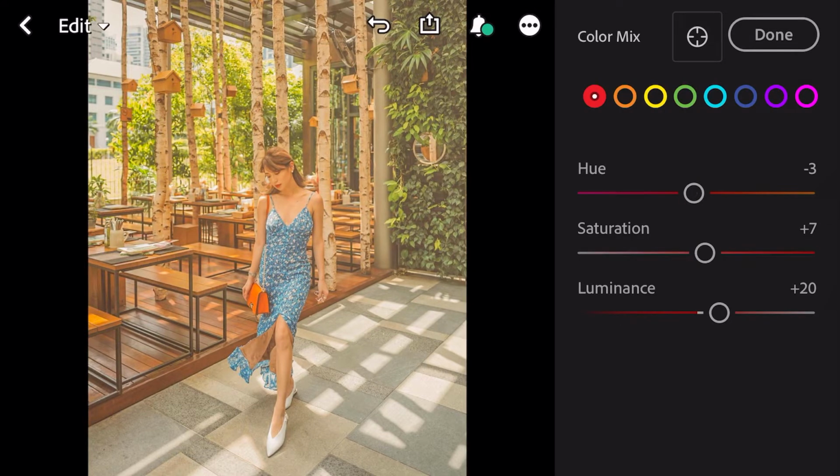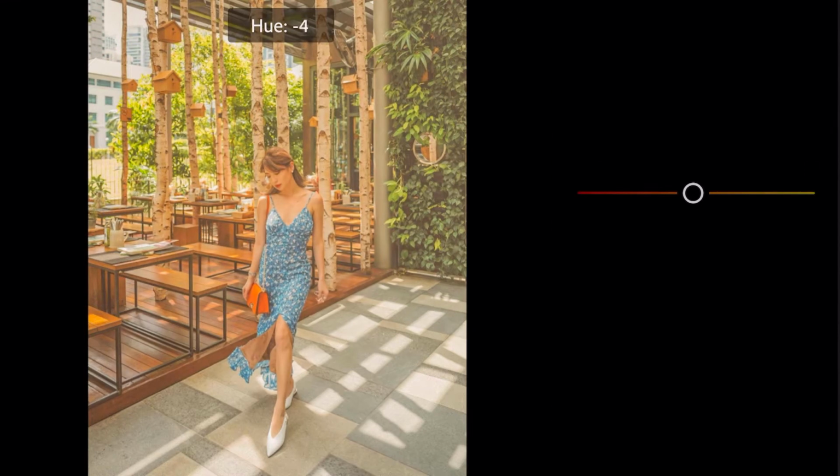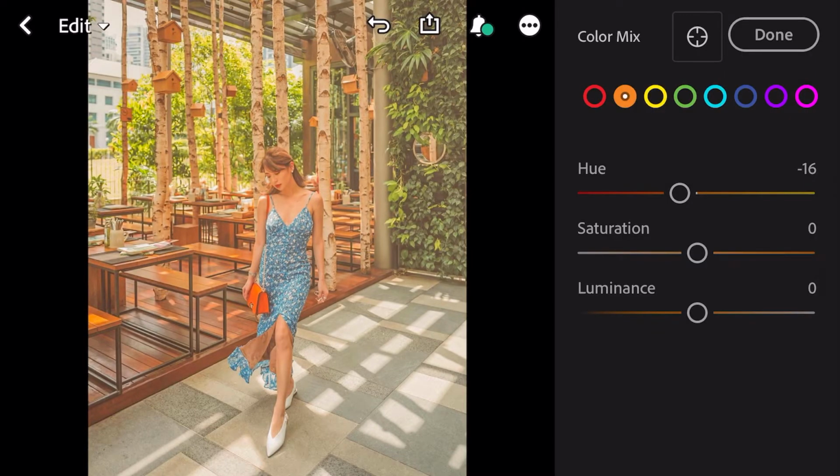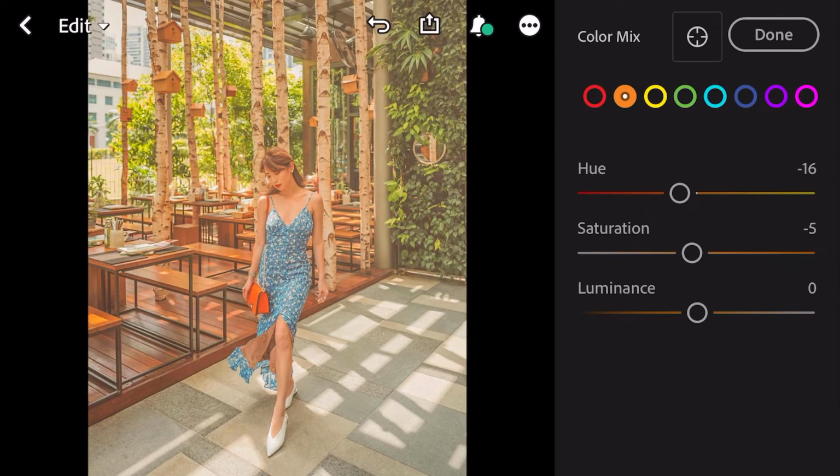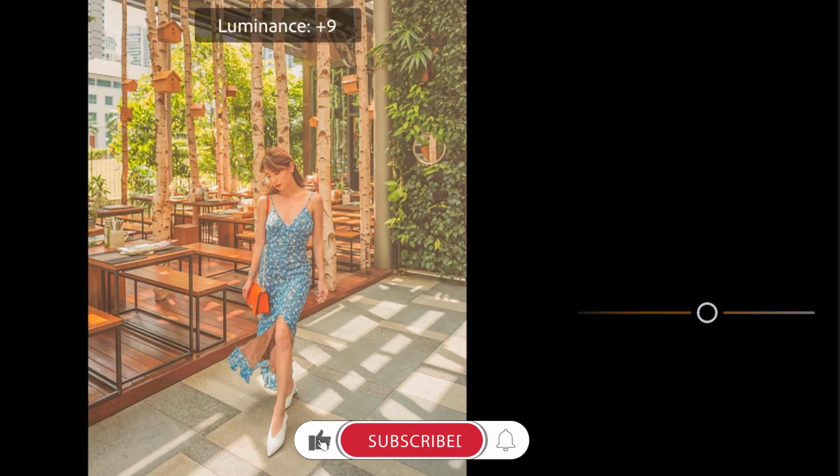Go to orange. Hue minus 16. Saturation minus 5. Luminance plus 21.